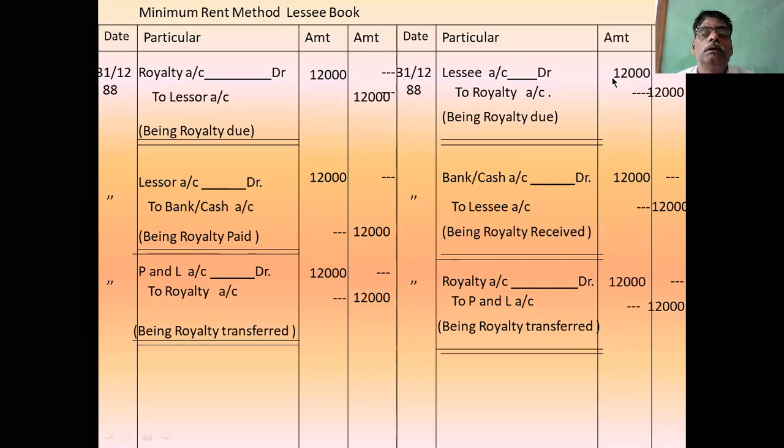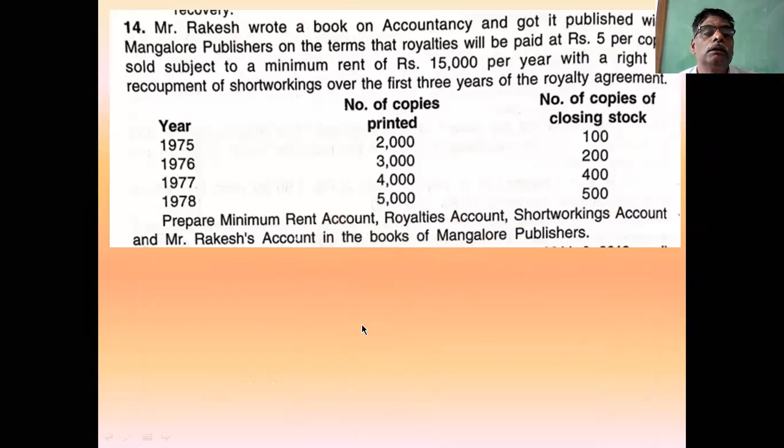Okay. This is the amount. 12,000 is the amount for first year. So first entry. Second entry is also 12,000. Third entry is also 12,000. There is no SW, SW or SWI. Therefore, same amount will come. Okay. This is the last year.